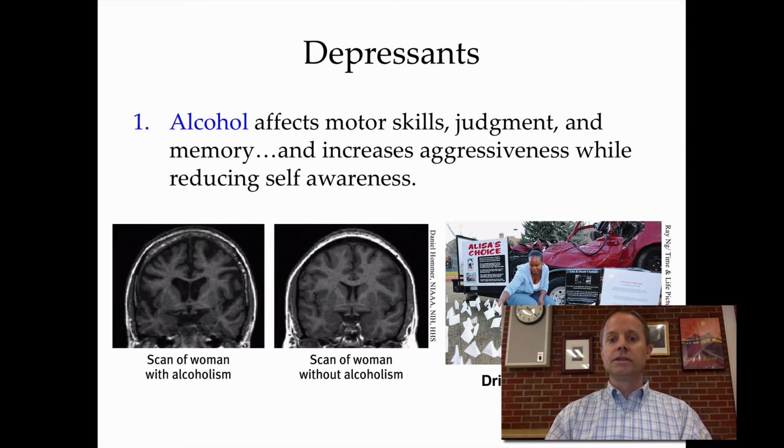So alcohol, what does it do? It affects motor skills, judgment, and memory. It also increases aggressiveness and reduces self-awareness. So the reducing self-awareness is the depressing part, and that's when people maybe act in ways they wouldn't normally act.